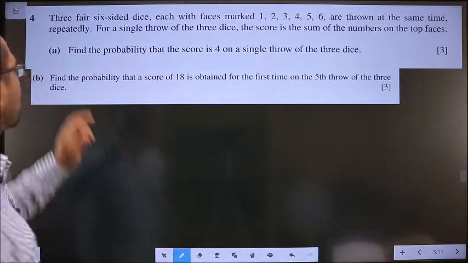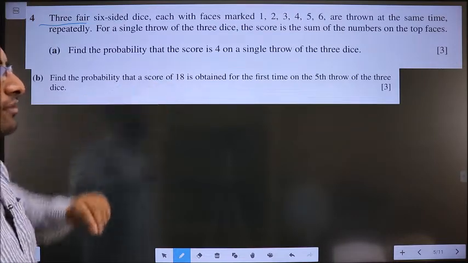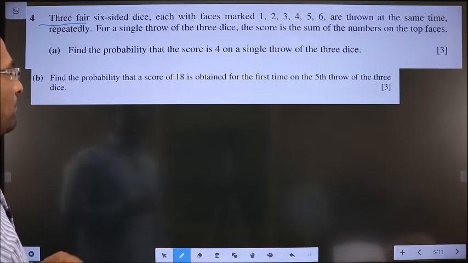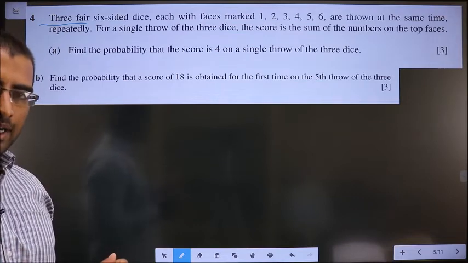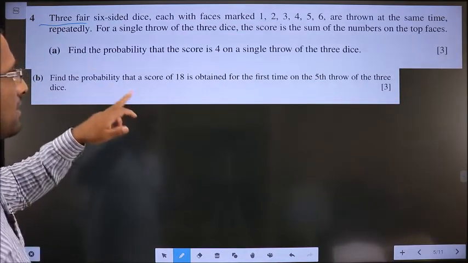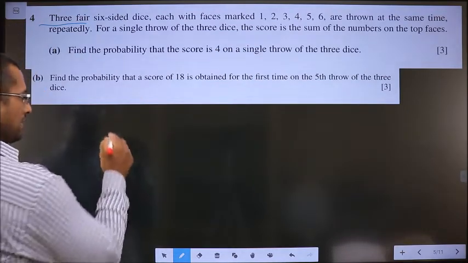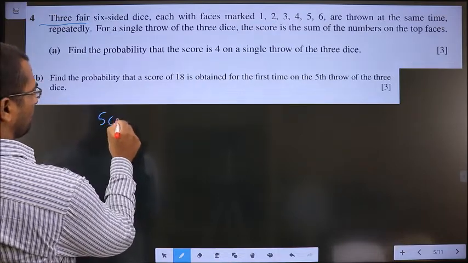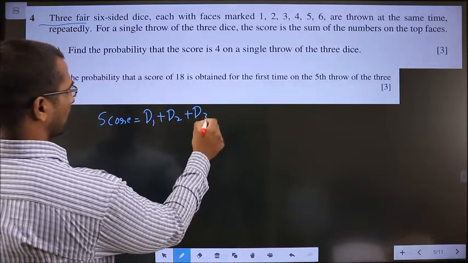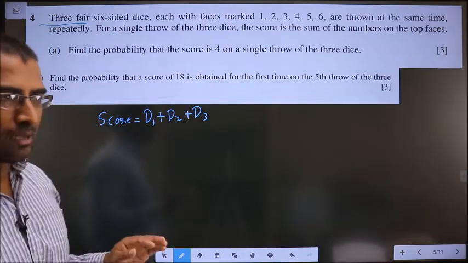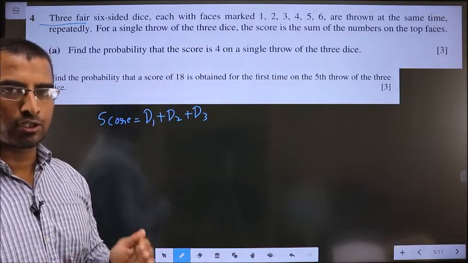Question 4. 3 fair 6-sided dice, each with faces 1, 2, 3, 4, 5, 6 are thrown at the same time. Repeatedly. 3 dice have been thrown at the same time for a number of times. For a single throw of the 3 dice, the score is the sum of the numbers on the top faces. So the score is nothing but the sum of the numbers whichever it landed on. Whatever number shown by the first die plus second die plus third die, add those numbers to get the score.